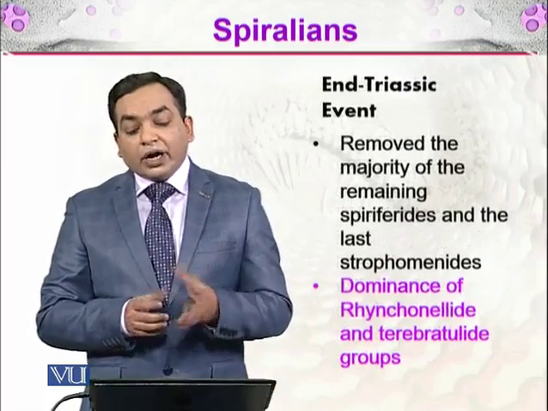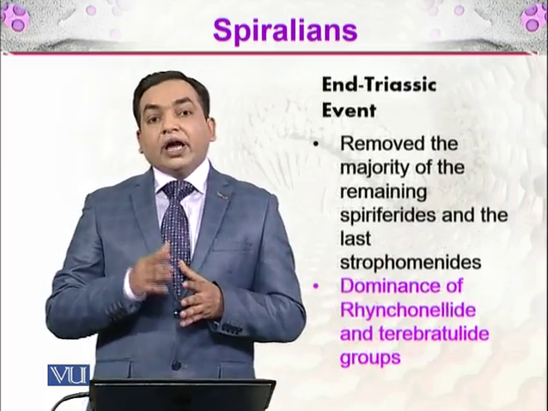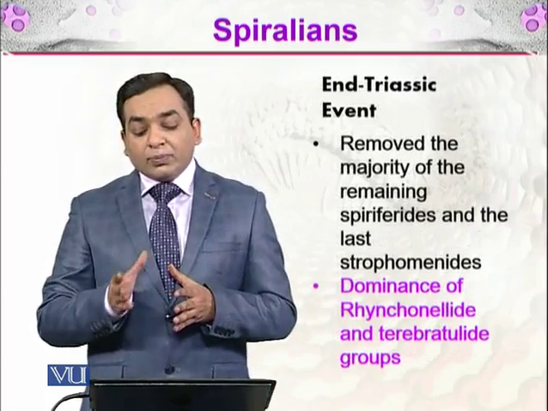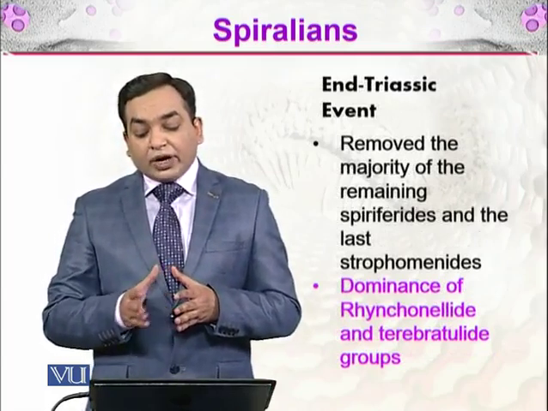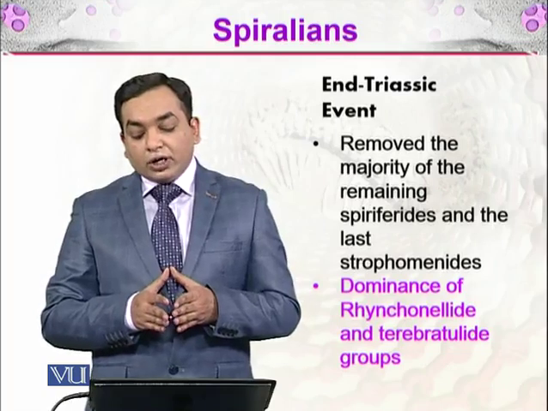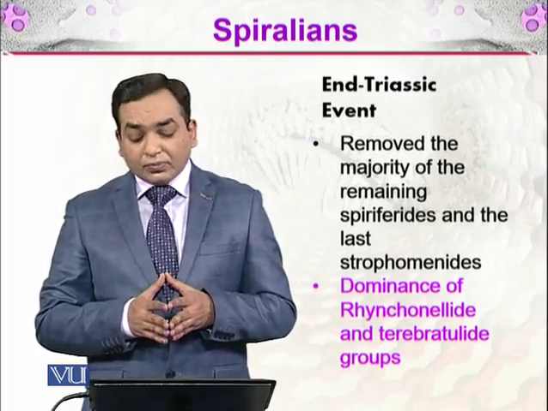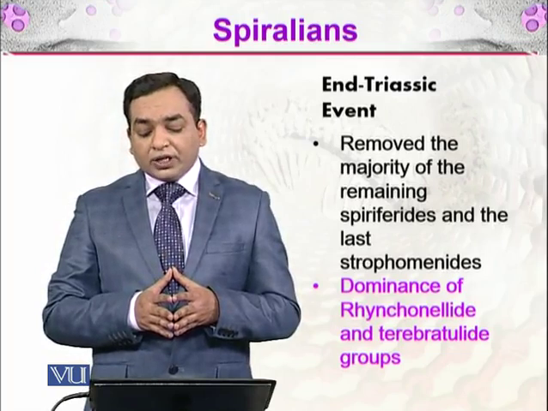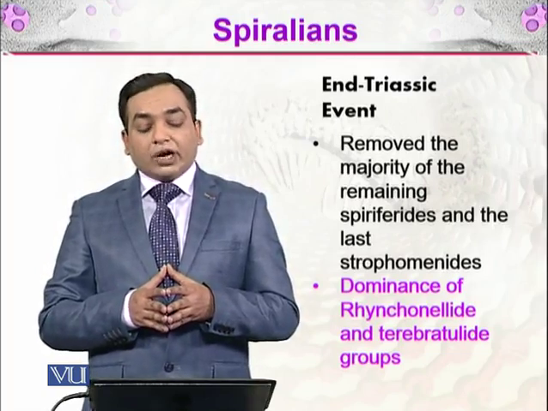And then comes the end Triassic event. The end Triassic event removed the majority of the remaining spiriferids and the last strophomenids. It also resulted in the dominance of rhynchonellide and terebratulide groups.